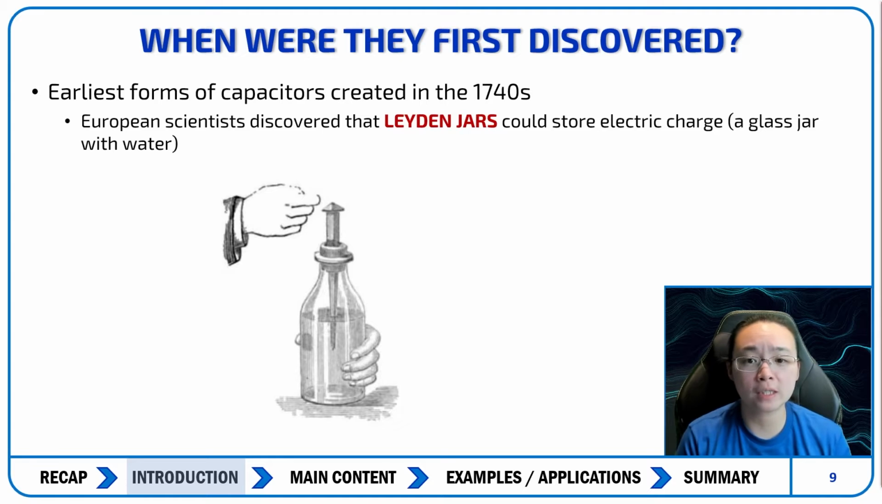So when were they first discovered? The earliest forms of capacitors were actually created in the 1740s. European scientists discovered that Leyden jars, something that looks like this, could store electric charge. Essentially, it's a glass jar with water. So take a look into that if you're interested in the history of capacitors, but it all started with Leyden jars.